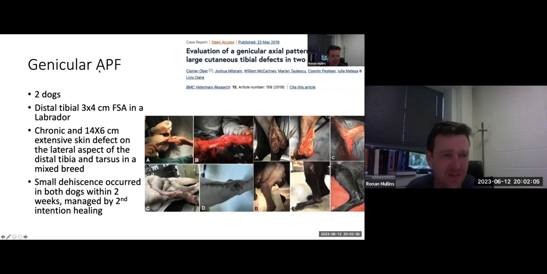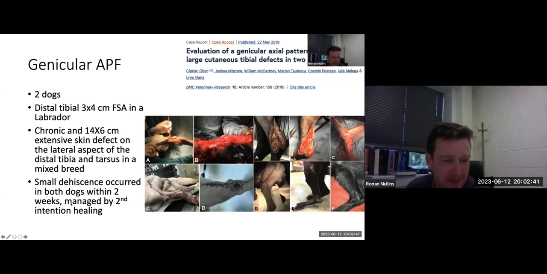I won't spend too much on this one. This is just a case report, you could say, with 2 dogs where there were fairly extensive lesions on the lateral crus region. One was a dog with a fibrosarcoma, a 3 by 4 centimeter fibrosarcoma with fairly extensive margins, where they used this flap, and the other one was this more chronic extensive wound on the lateral aspect of the distal tibia, obviously managed as an open wound for a period of time until they achieved a nice granulation bed, and then successful use of the genicular flap as well.